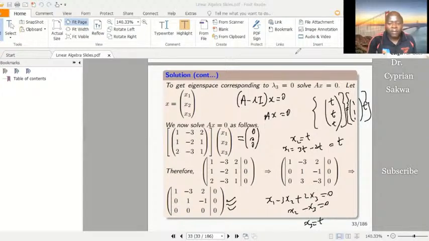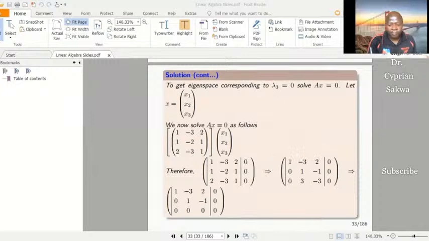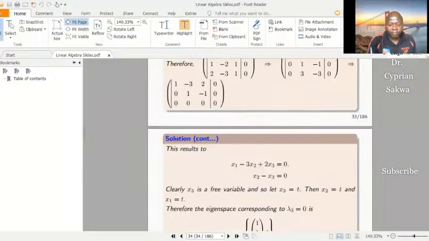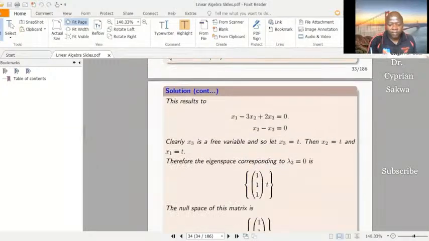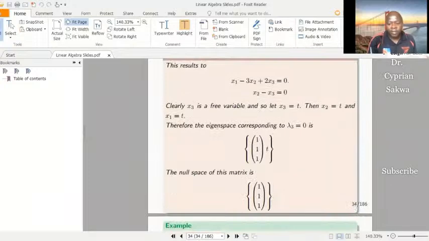And what about the null space? I just remove that t, and they have the null space. So this is what I have. These are my answers. So I found the eigenvalues and the corresponding eigenvectors, or the null spaces.